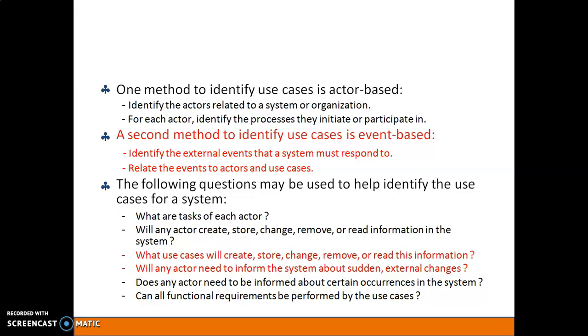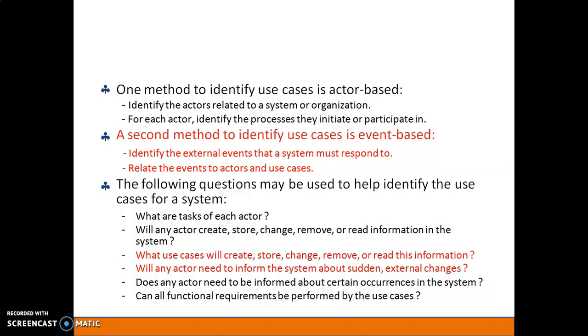One method to identify use cases is actor based. Identify the actors related to a system or organization. For each actor, identify the processes they initiate or participate in. And there is another method to identify use cases: identify the external events, and relate those events to actors as well as to use cases. That means the functionalities that need to be performed.